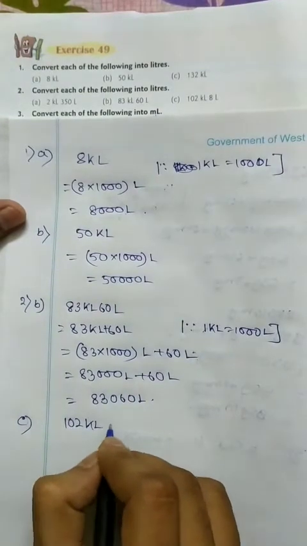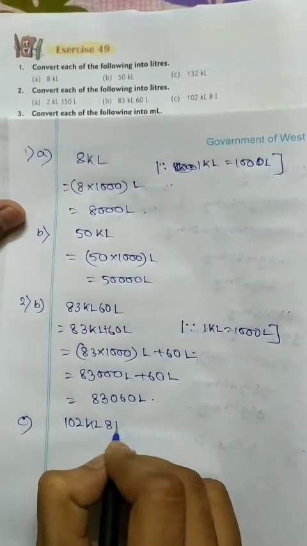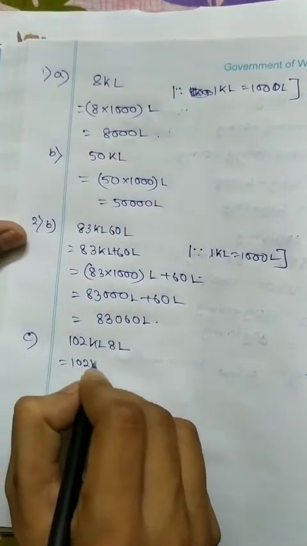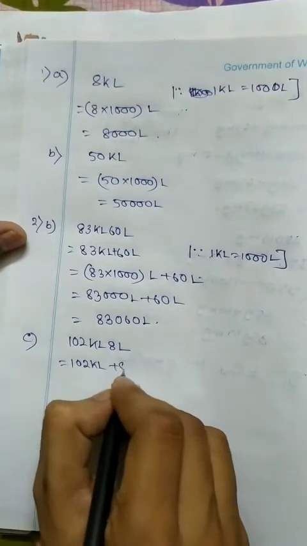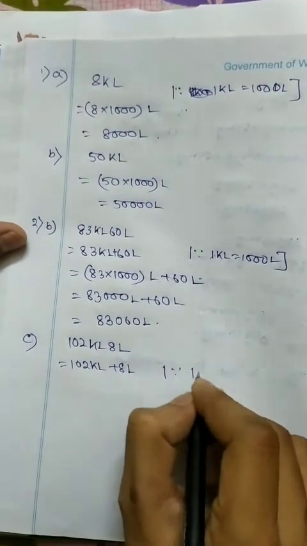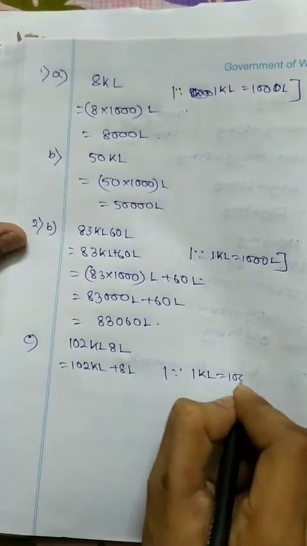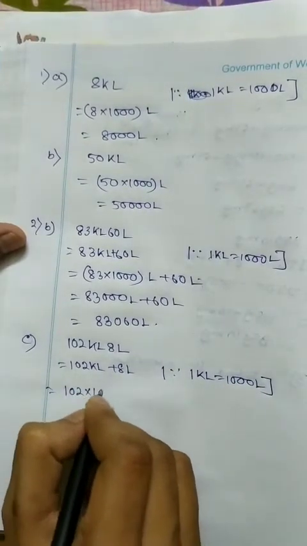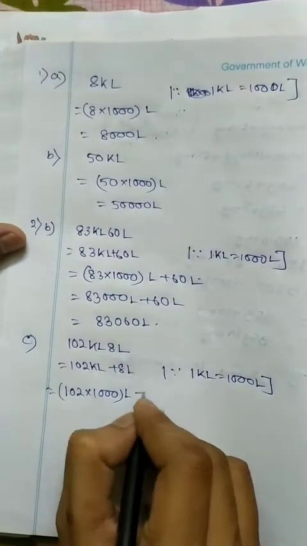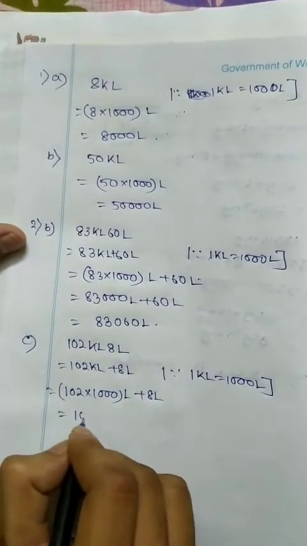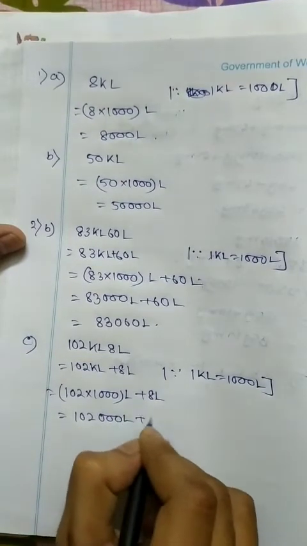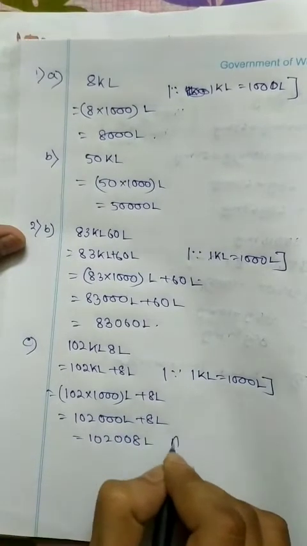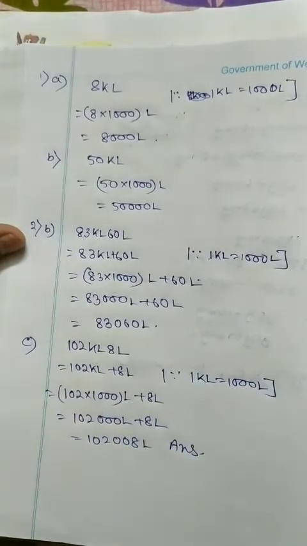Now see question number C. 102 kiloliter plus 8 liter. Okay. Now separating this first, we have 102 kiloliter plus 8 liter. Now we know 1 kiloliter equal to 1000 liter, that is 102 into 1000 liter plus 8 liter, 102,008 liter. Answer.